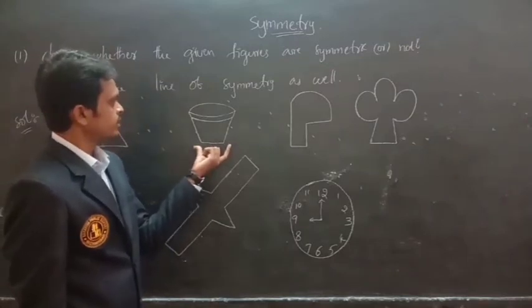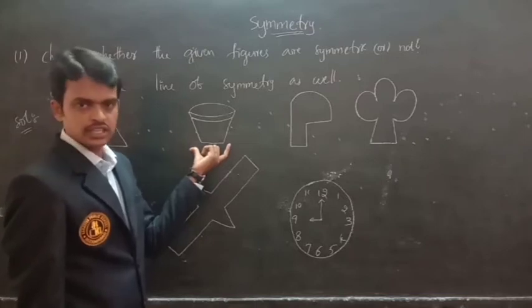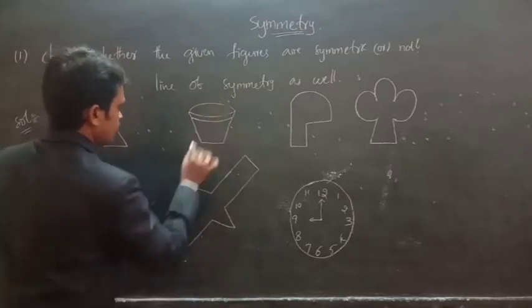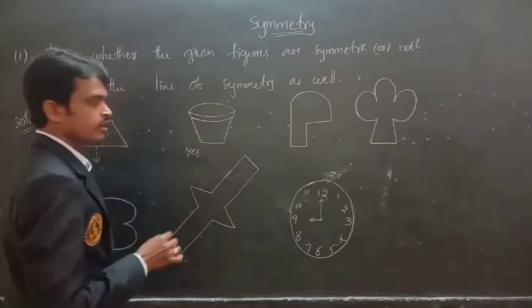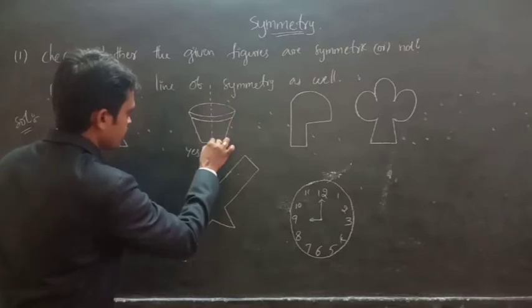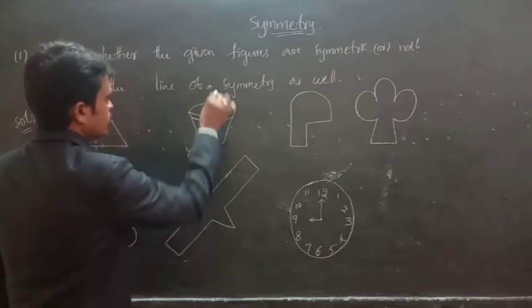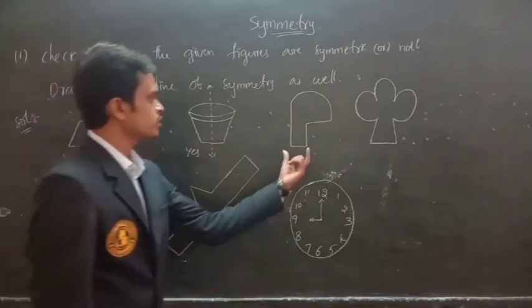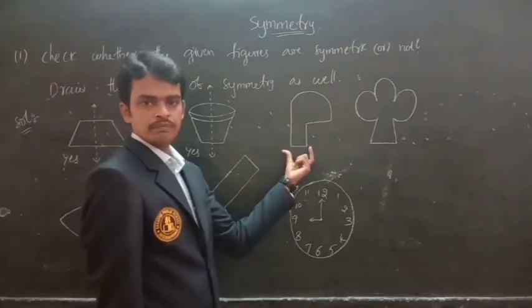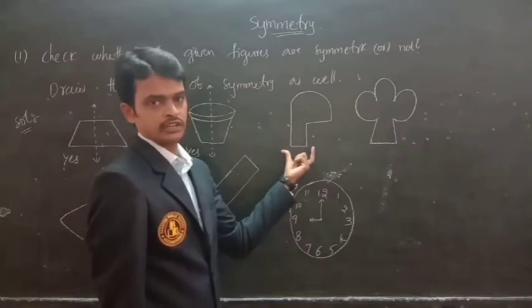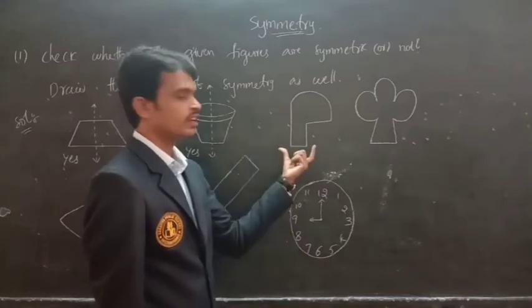A bucket is a symmetric shape. Yes, it is a symmetrical figure. Like this we should draw the vertical line of symmetry, which divides it into two equal parts. Now this is an irregular shape, so it is not a symmetrical figure. We can't draw a line of symmetry.